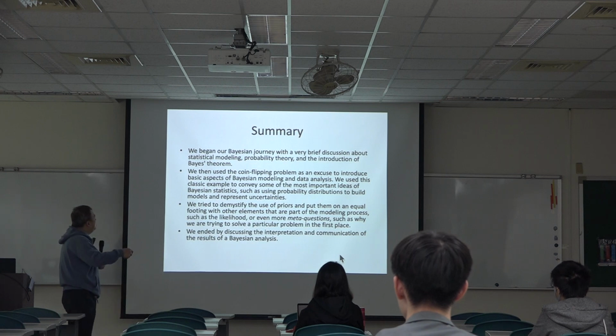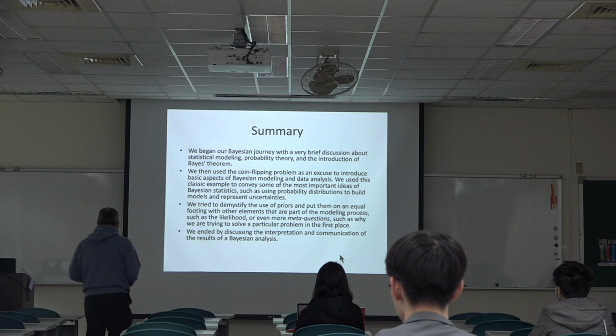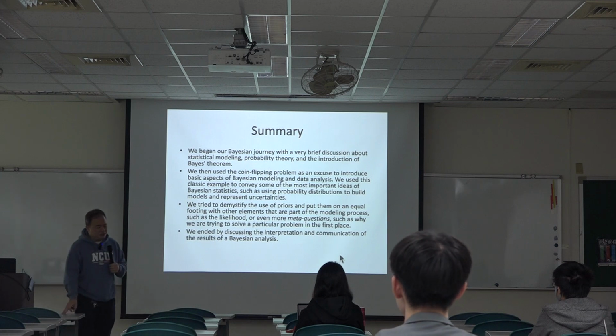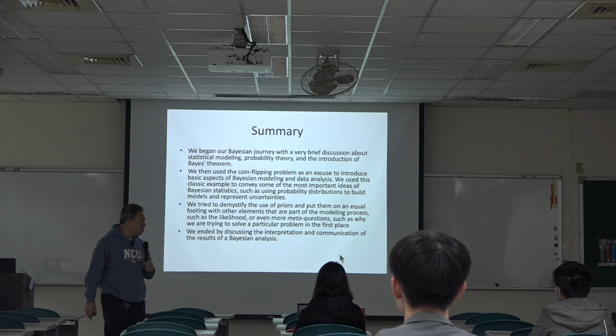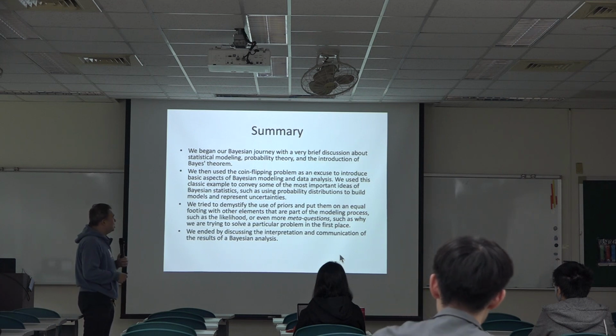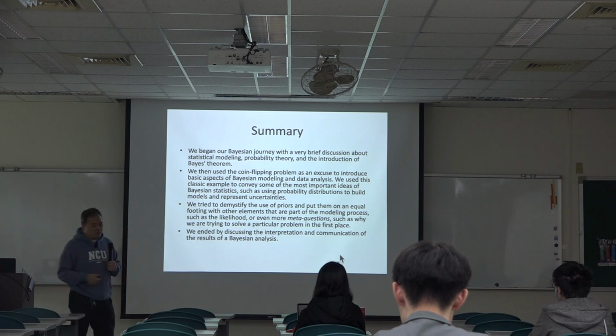So we begin our Bayesian journey with a very brief discussion about statistical modeling, probability theory, and the introduction of Bayes' theorem. So this is basically a summary of what we have discussed in this chapter. This is one of the important chapters from the textbook. So we then use the coin flipping problem as an example to introduce the basic idea of the Bayesian modeling.